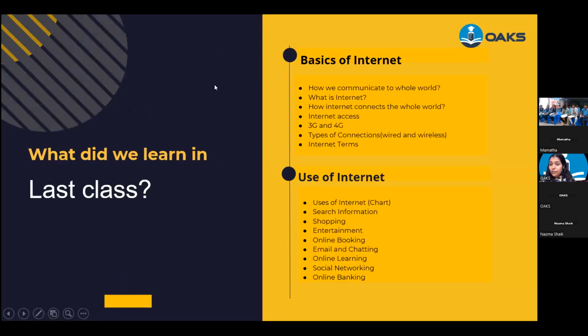So the basics of internet, the previous one which we have done. How we communicate to the whole world. What is internet? How internet connects the whole world. Internet access, 3G and 4G. Types of connections. Internet terms. Uses of internet, there's a chart. Then searching information, shopping, entertainment, online booking, email and chatting, online learning, social networking and online banking. All right. Yes or no?